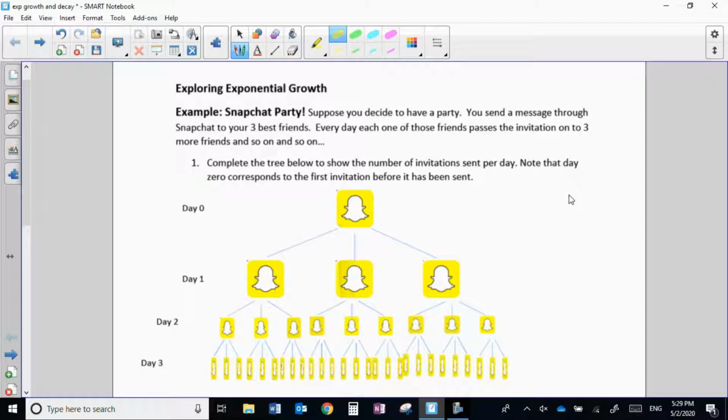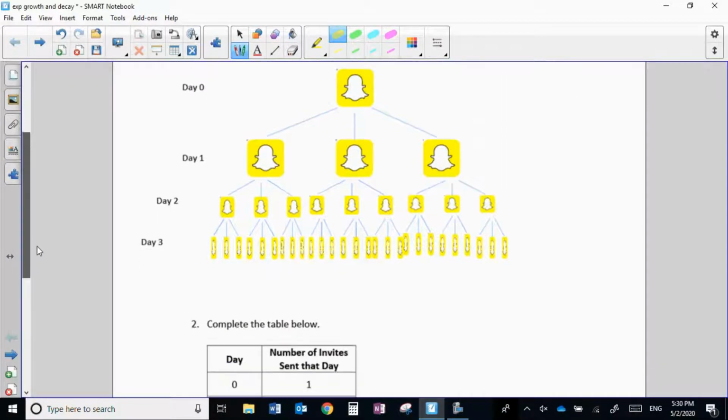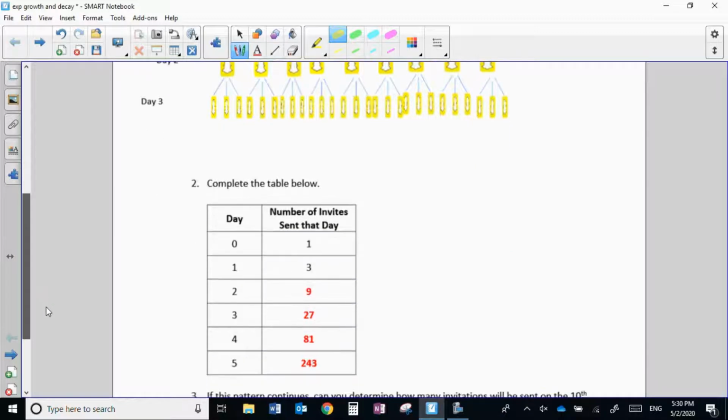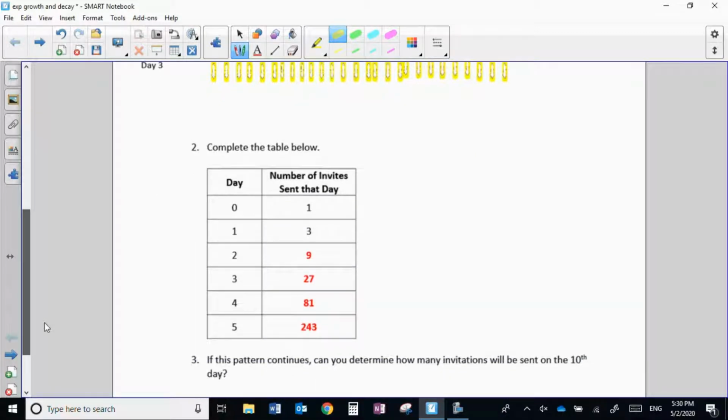So starting with our Snapchat party, where we invite 3 friends and they invite 3 friends to the party and so on. You get a tree that looks like this. Notice how difficult it is to actually fit all those little invites in on day 3 even. And the completed table looks like this right here. Notice in this table, the number of invites each day is tripling, timesing by 3 each time.